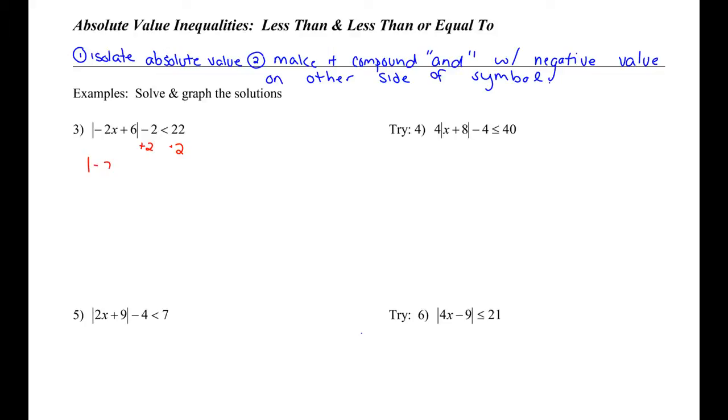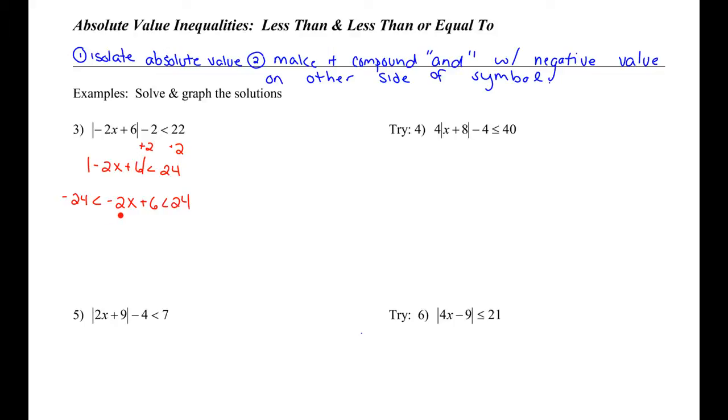To get the absolute value of negative 2x plus 6 is less than, not less than or equal to, 24. Then, because my absolute value is isolated, I need to create a compound inequality, which means I'm going to have one long inequality with two inequality symbols. I need to flip 24 to be a negative value, so I'll have negative 24 is less than negative 2x plus 6, which is less than 24.